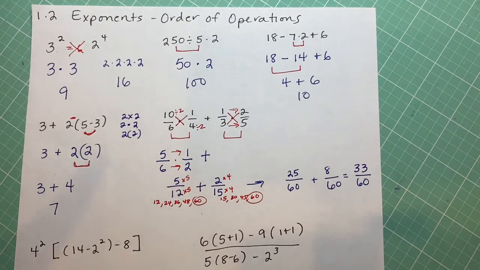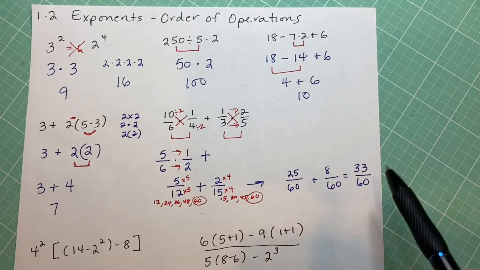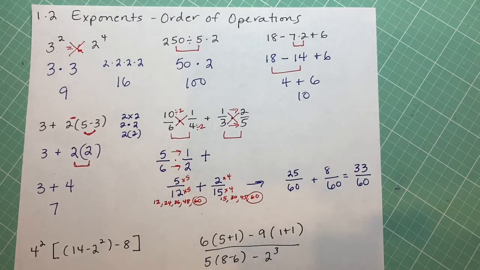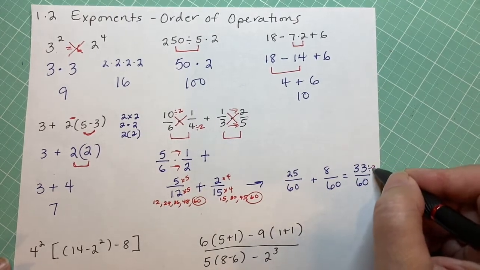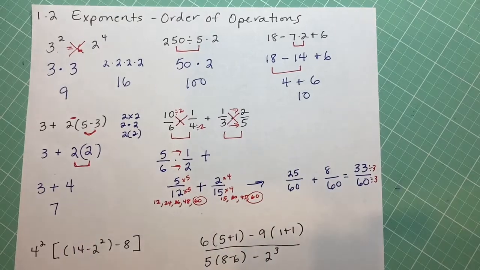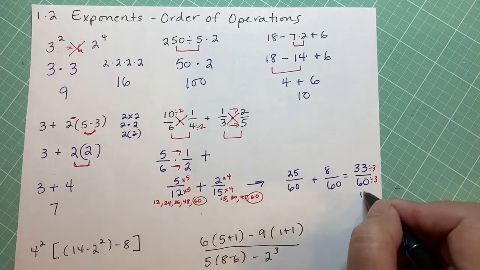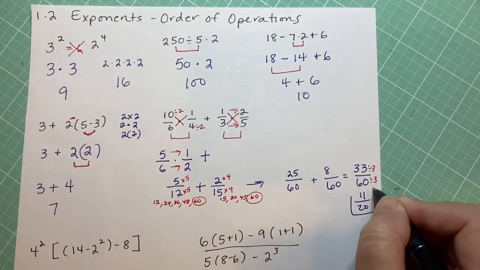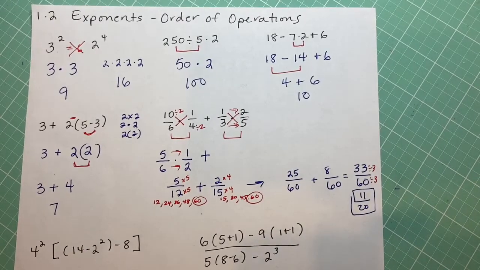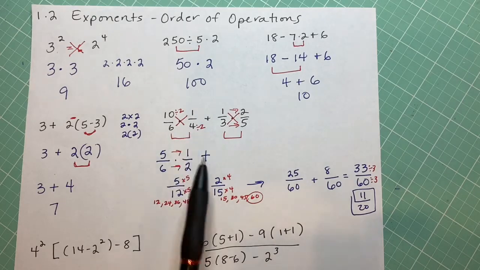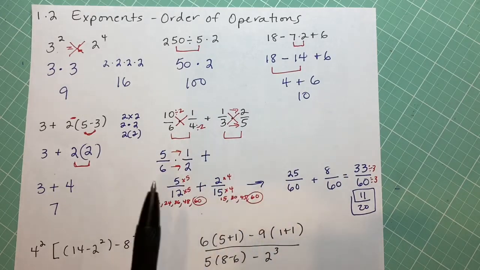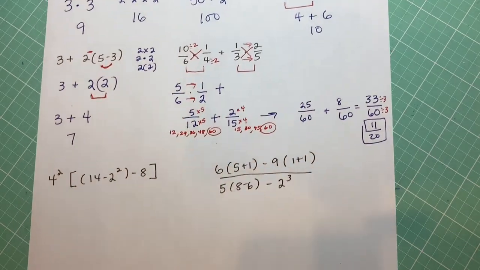Now, if you left it like that on the test, you just miss a point, but this is not in simplest form. Do you see 3 would go into both of those? So remember, with all fractions, you have to reduce them to their simplest form. So if you divide them both by 3, you get 11 over 20. And that's your final answer. So that really had every single thing we learned in fractions except for division. So that's a good review there. It's probably the hardest one on this page.